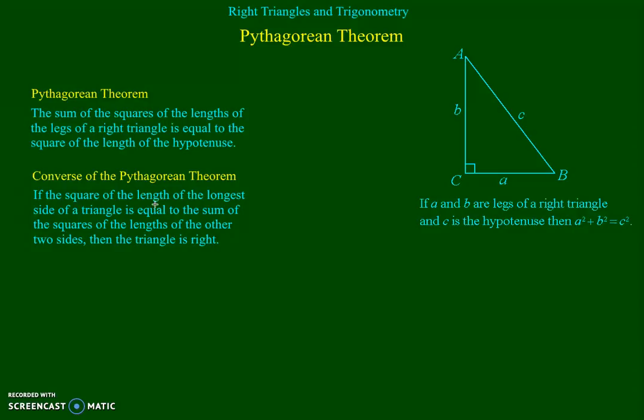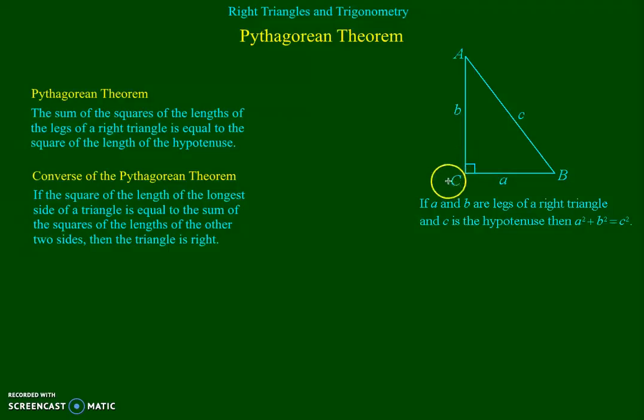is a right triangle. So it says if the square of the length of the longest side of a triangle is equal to the sum of the squares of the lengths of the other two sides, then the triangle is right. So that's going to let us take a look at any particular triangle and determine if in fact it's right. We take the two smallest sides, square them, and add them together, and if that equals the square of the longest side, then it's a right triangle.